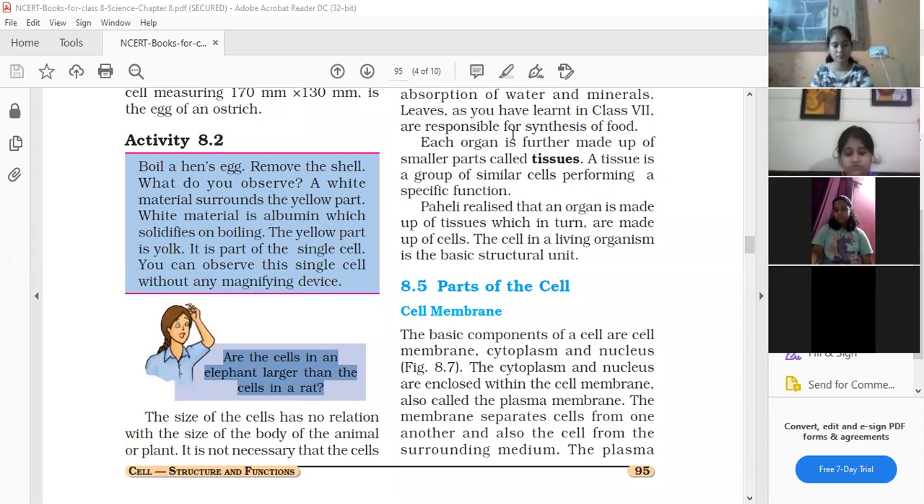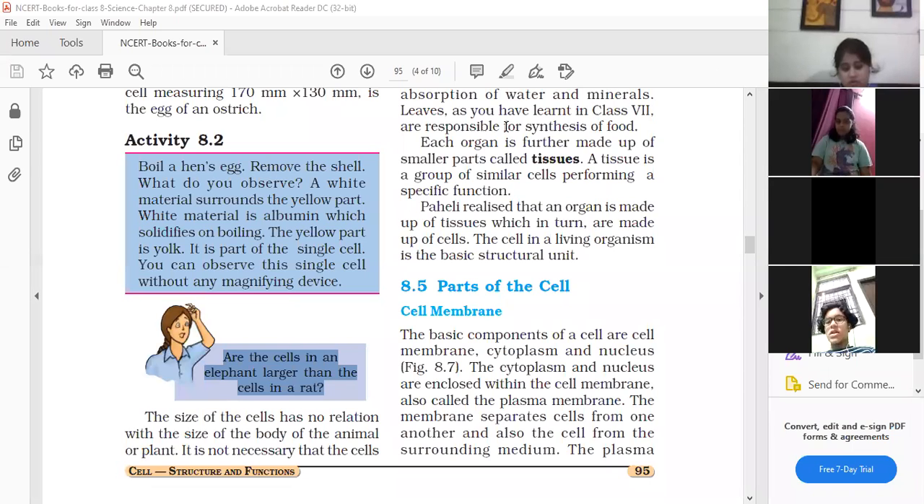Yes, Ananya. Ma'am, the elephant is much bigger than the rat. No, no, no. The size of the cell is related to its function. For example, the nerve cells, both in elephant and rat, are long and branched. They perform the same function, that of transferring messages.